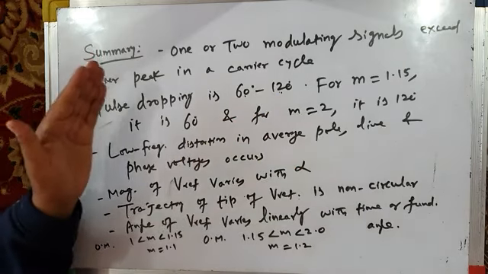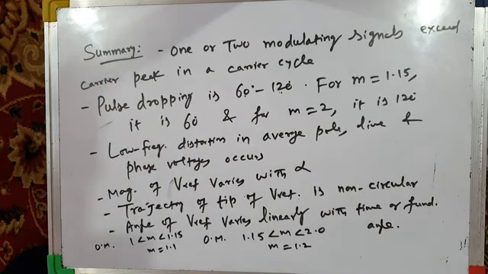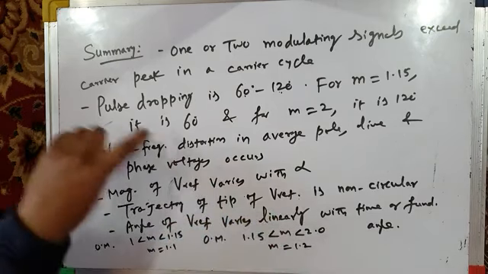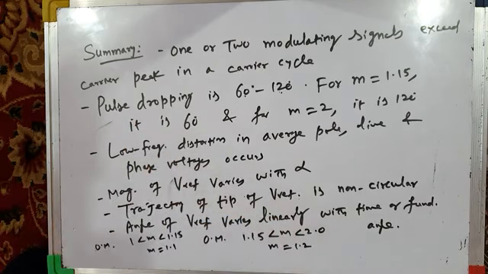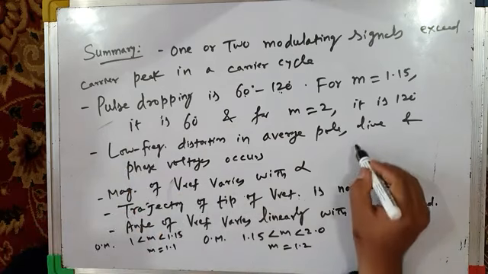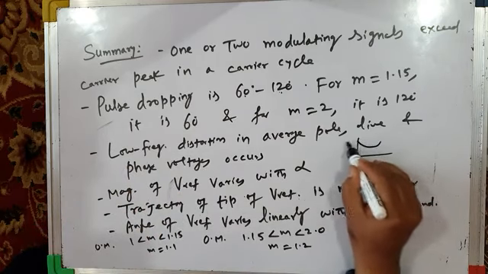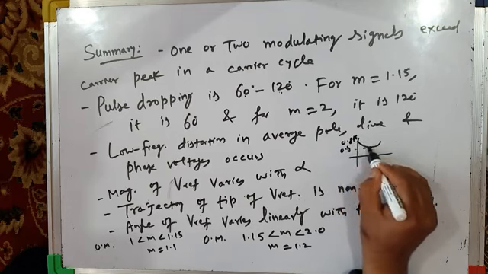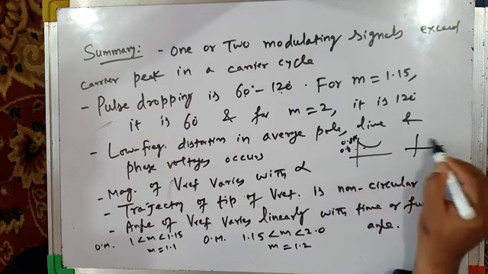Then low frequency distortion in average pole voltages, average line voltages and average phase voltages was introduced in the previous over-modulation range, and it will be in this over-modulation range also. Then there we found that the magnitude of Vref varies with alpha. Here also it varies with alpha. No doubt here the magnitude of Vref varies like this, from 0.866 to 0.8, then back to 0.866. There it was like this.